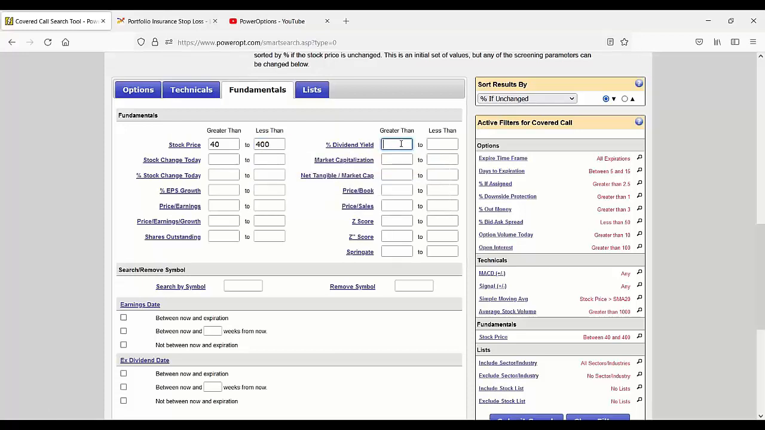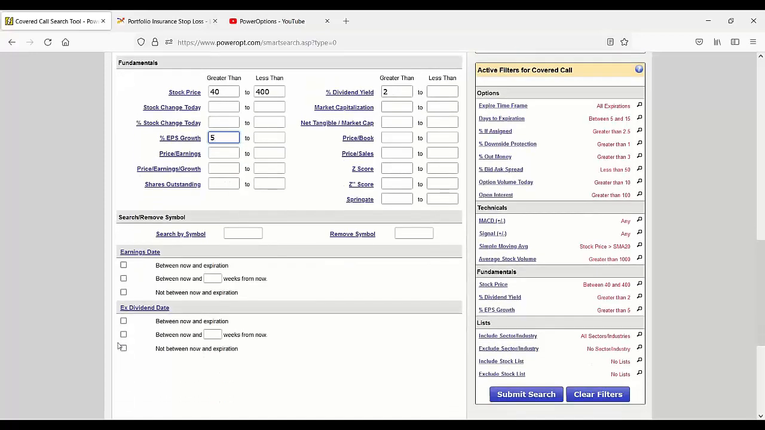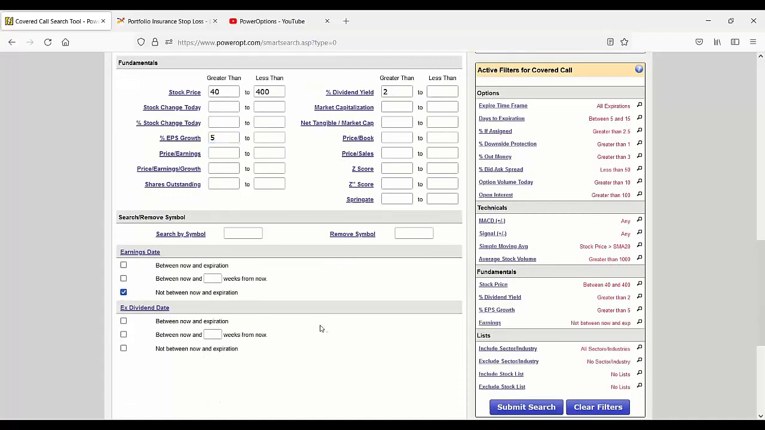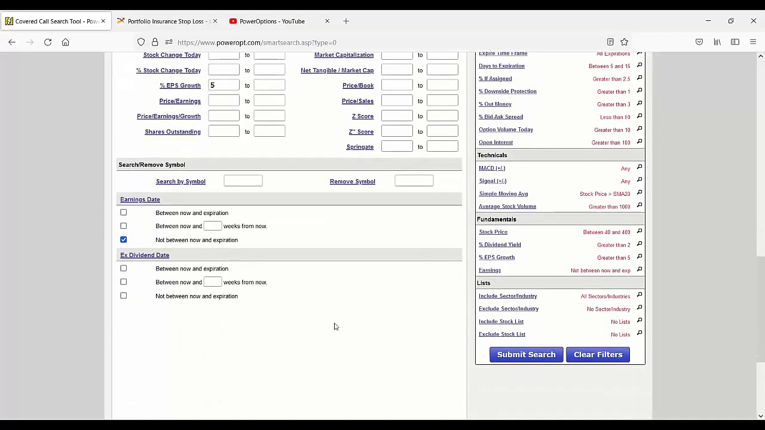We wanted a dividend of at least 2%. I might want growth stocks, these stocks that have grown their earnings at least 5% or more. That's a common one that you see in all of Ernie's and my covered call and naked put default screens. And let's just say I want to avoid earnings between now and expiration. Now that was about 4.5, 5 minutes.